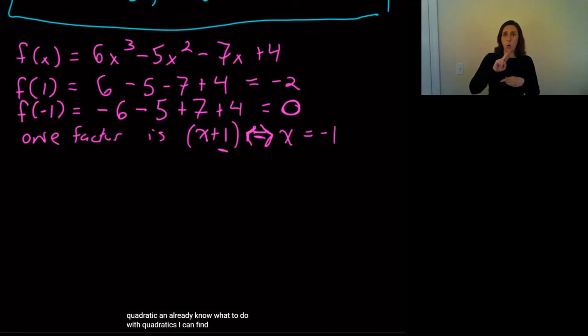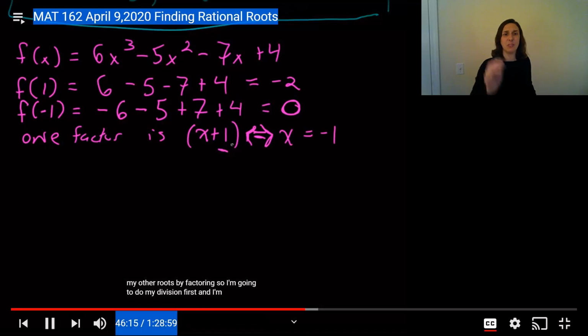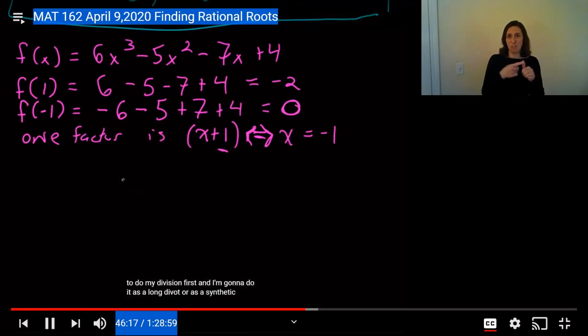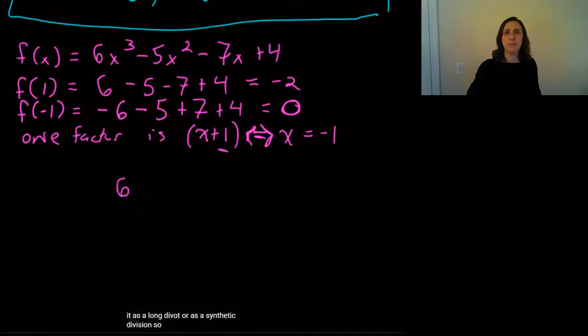I can find my roots using the quadratic formula. I can find my other roots by factoring. So I'm going to do my division first. And I'm going to do it as a long division, or as a synthetic division. So 6, negative 5, negative 7.